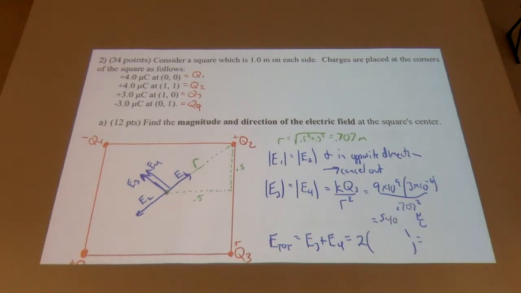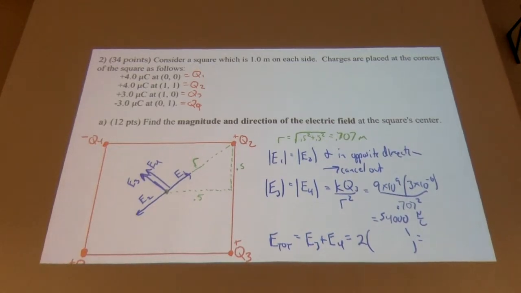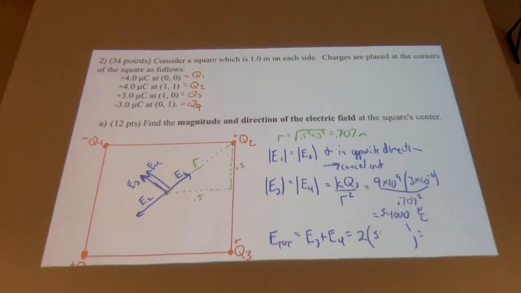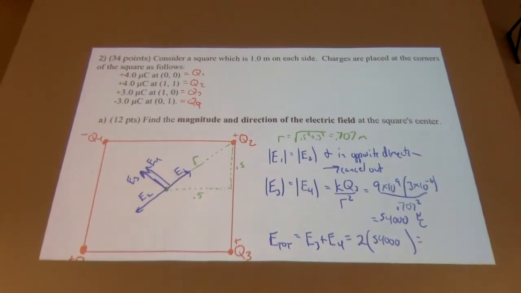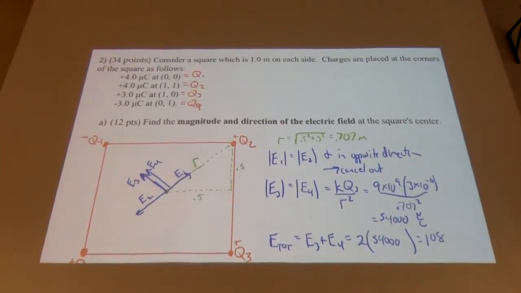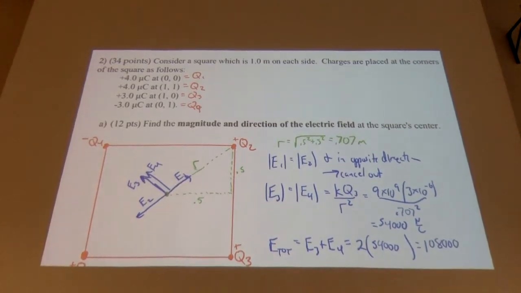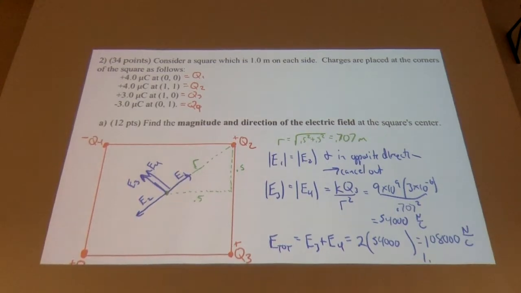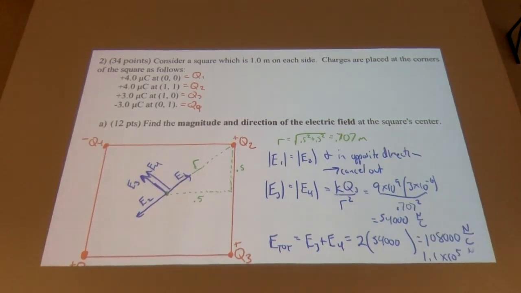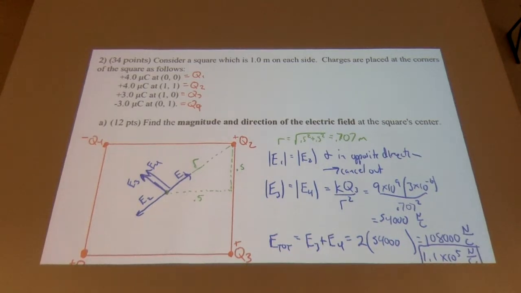54,000? Do we have confirmation of 54,000? But then 54,000 for both of these and hoping for the best. Looks reasonably close to the number I ended up getting. So somewhere right around 1.1 times 10 to the 5th newtons per coulomb. I've got 1.01 times 10 to the 5th, so something might be a little off somewhere, but it's close enough.